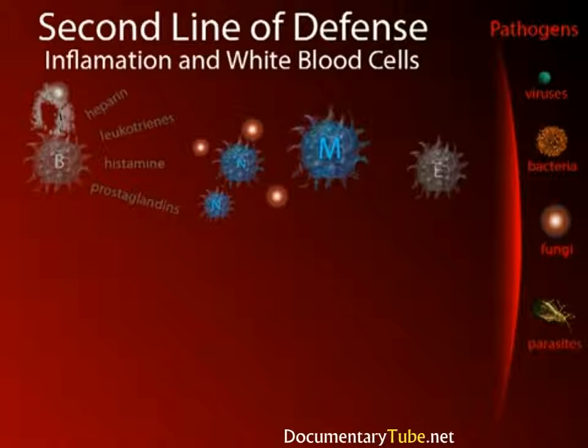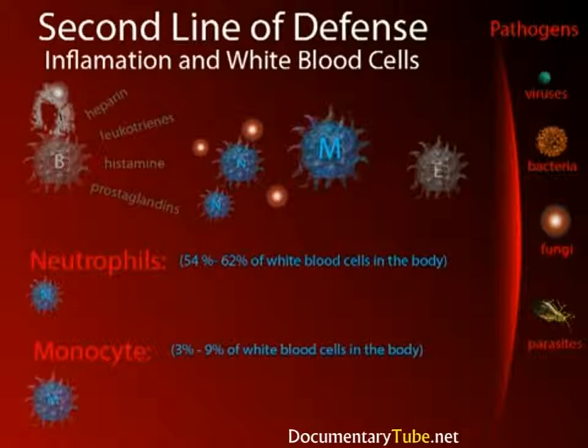Any bacterium or a virus can potentially be attacked by white blood cells, so they're nonspecific. White blood cells generally have about a 12-hour lifespan, and they're produced in the bone marrow. The neutrophils and monocytes are phagocytes. That means they can eat other cells.